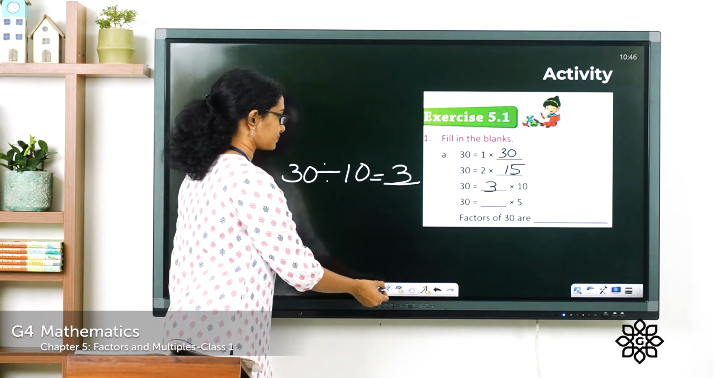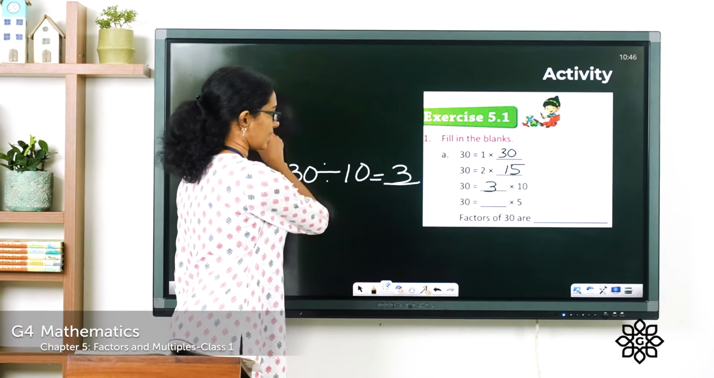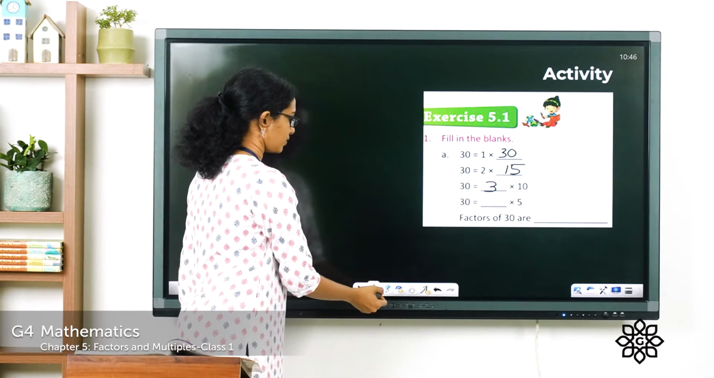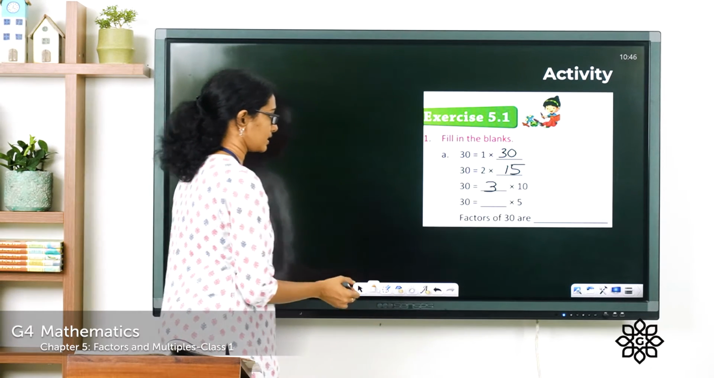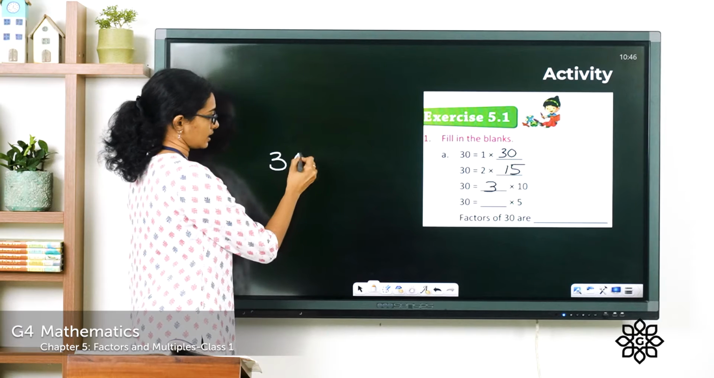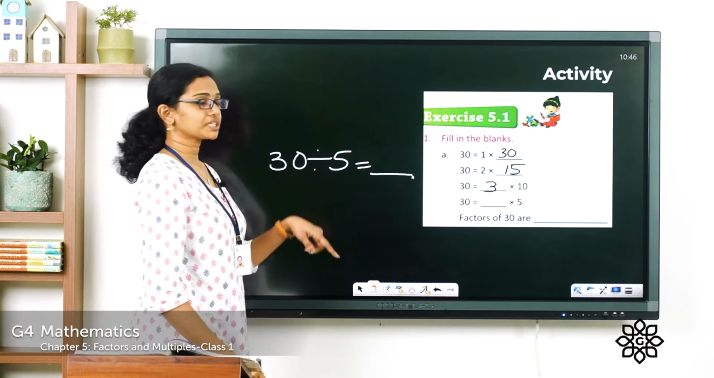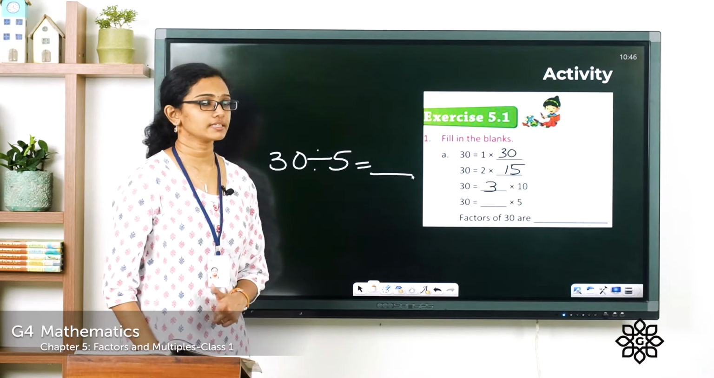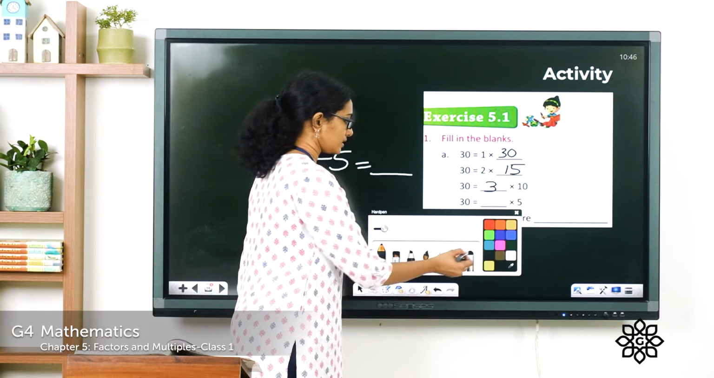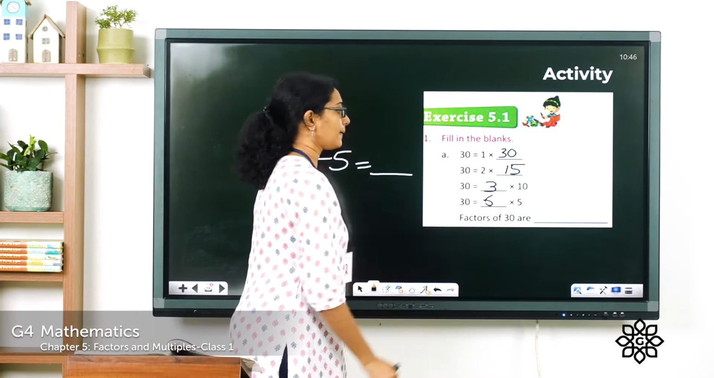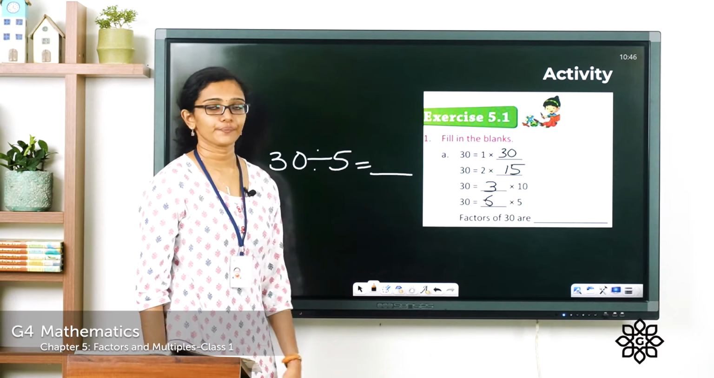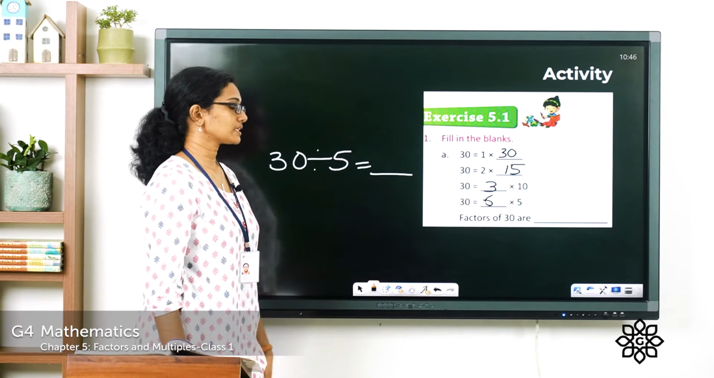Now the next one. 30 is equal to dash into 5. So from the division fact, we can write 30 divided by 5 is equal to dash. What is 30 divided by 5? How many 5's are there in 30? 6, right? So let's write 6 over here. 30 is equal to 6 into 5. So there we have all the multiplication facts.